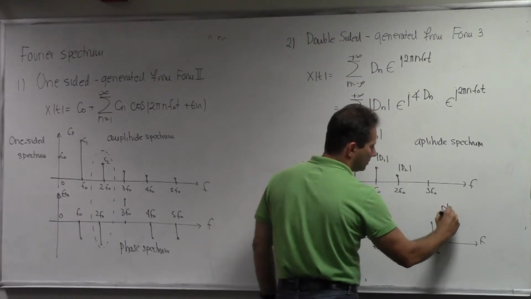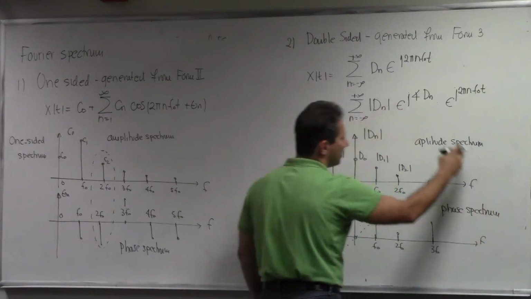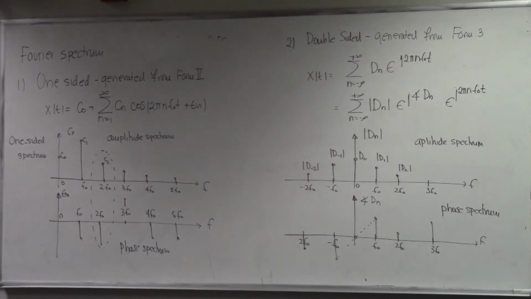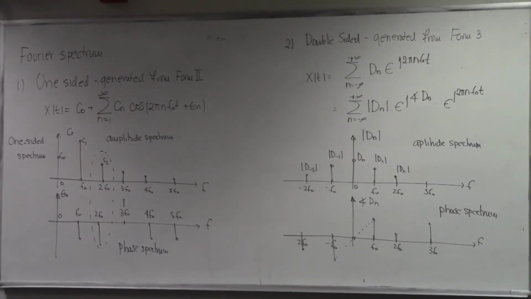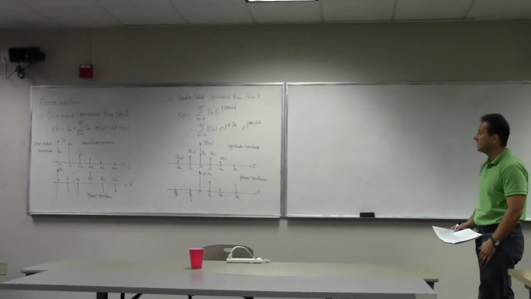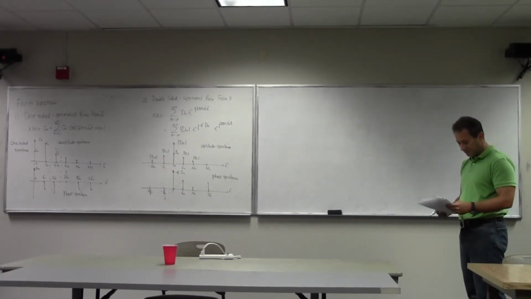This is a phase spectrum. And the whole thing is the double-sided Fourier spectrum of a signal. Okay? Both of these are used. They contain exactly the same information. If you know one, you know the other. There's no reason why you shouldn't be fluent in either one of them. Sometimes we're going to go to one-sided, sometimes we're going to go to double-sided, depending on the particular case.